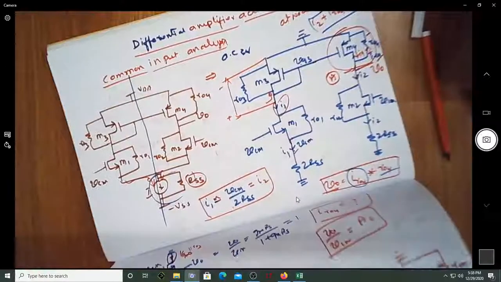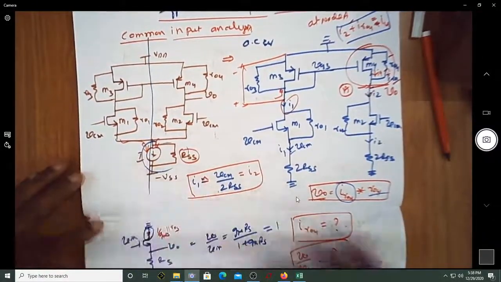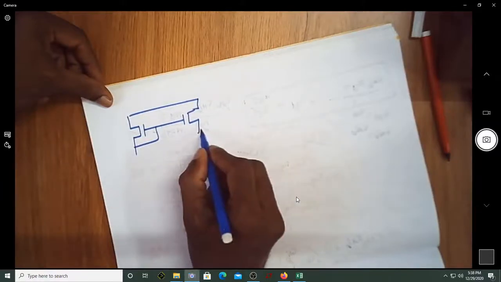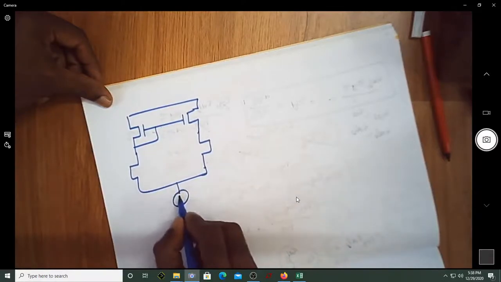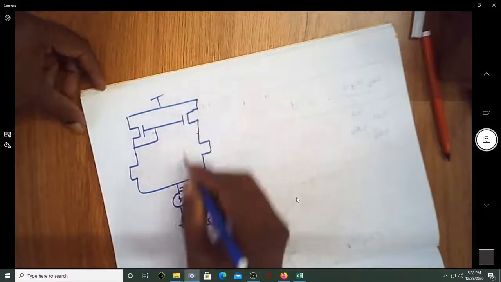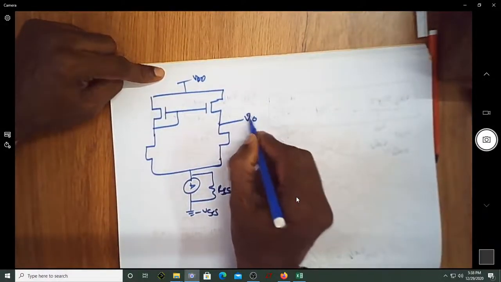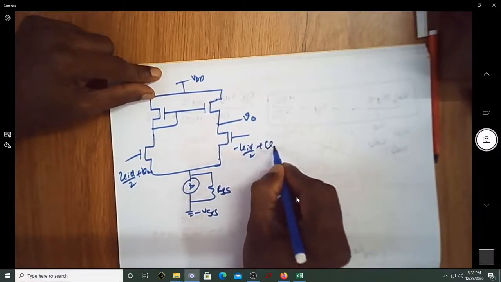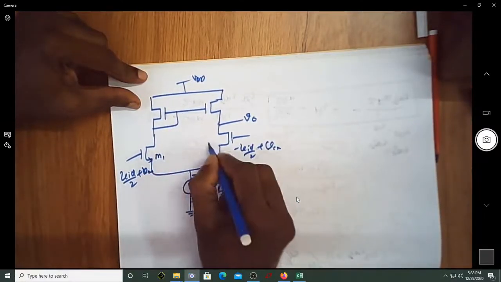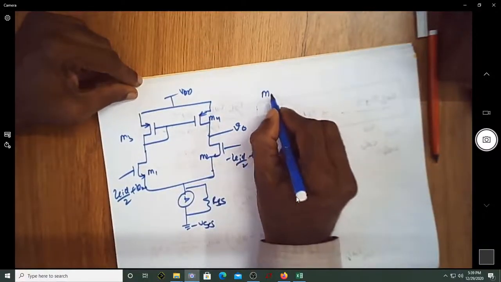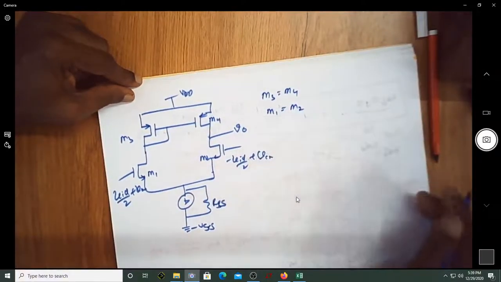So now we have a differential amplifier with a mirror load as given by this particular circuit diagram. You can find out what is the CMRR of this. This is minus VSS. We have RSS as the resistance across the current source. This is VDD, this is V0, and if you consider both VID by 2 plus VCM, and minus VID by 2 plus VCM, it has got common input as well as the differential input. This is M1, M2, and we are considering this as M3, M4, with the assumption that M3 is equal to M4 in terms of dimension and M1 is equal to M2 in terms of perfect matching.